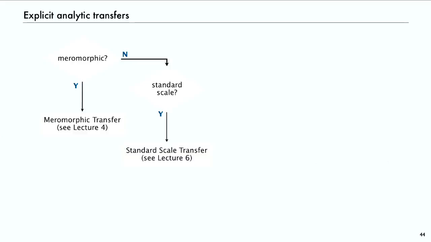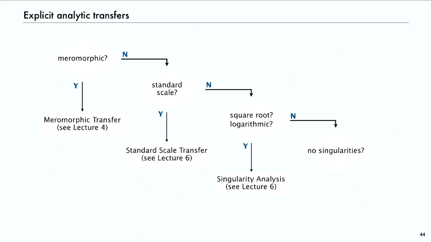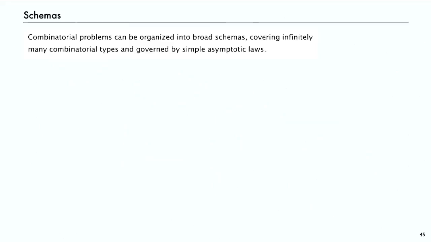If the generating function is in the standard scale, we saw at the beginning of the singularity analysis lecture that we can immediately transfer functions like that into coefficient asymptotics. If we have square root or logarithmic singularities, we can use singularity analysis. And if there's no singularities, we can use the saddle point method as discussed in this lecture.